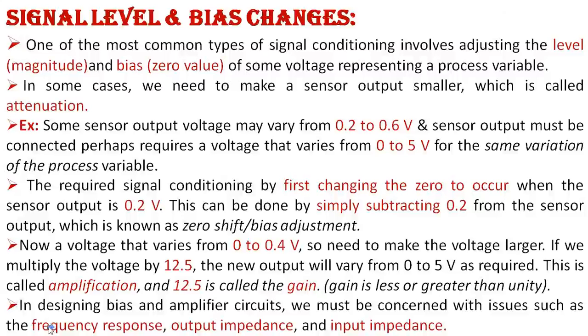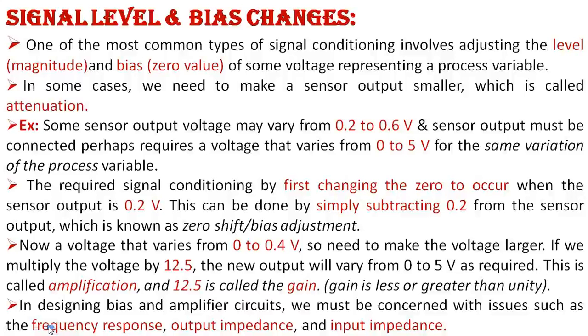One of the most common types of signal conditioning involves adjusting the level, magnitude and bias (zero level) of some voltage representing a process variable. In some cases we need to make a sensor output smaller, which is called attenuation. Some sensor output voltage may vary from 0.2 to 0.6 volt. The sensor output must be connected to something that perhaps requires a voltage that varies from 0 to 5 volt for the same variation of the process variable.